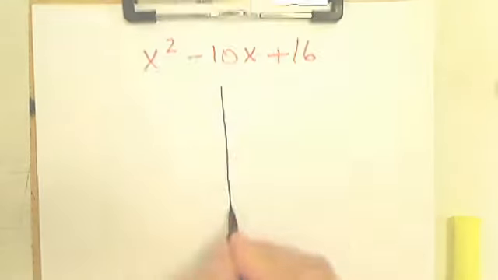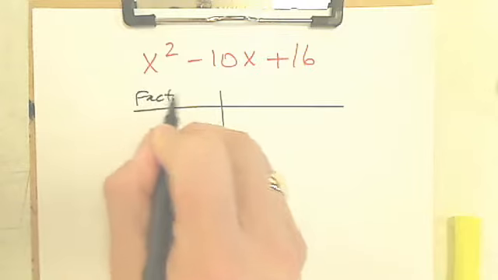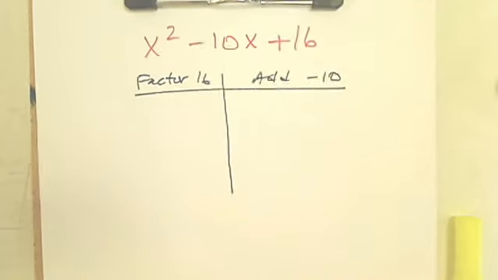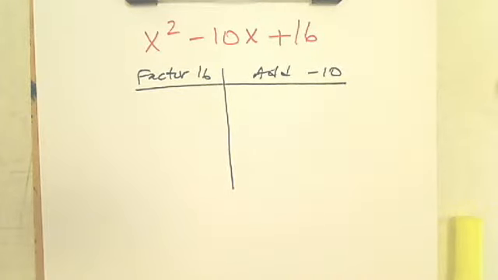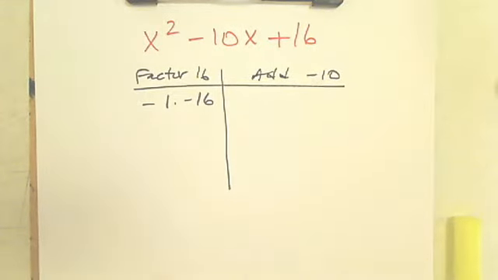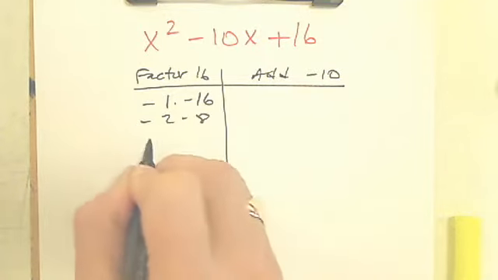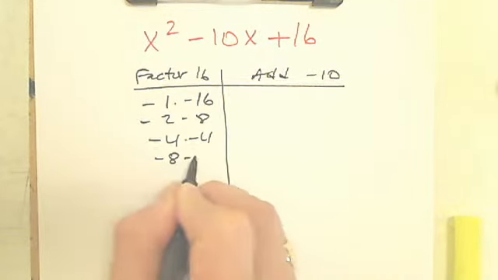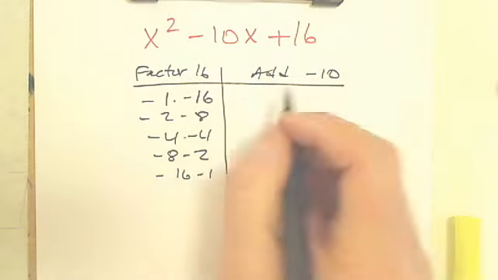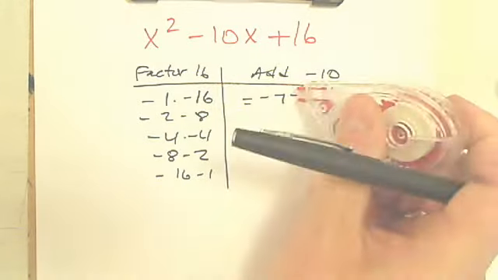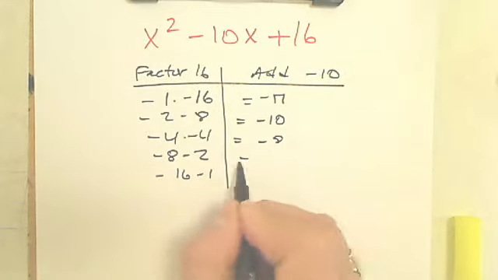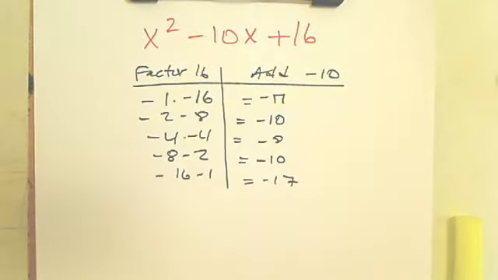So here, we need the factors of 16 that add to negative 10. They have to be both negatives. Start with negative 1. Keep going. Negative 2, negative 8. Keep going. Okay, so this one adds to negative 17, and this one adds to negative 10. Negative 8, negative 10, negative 17.